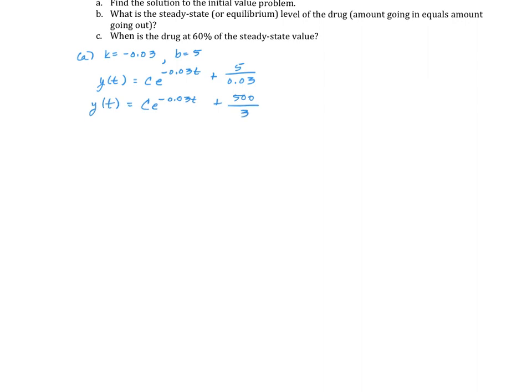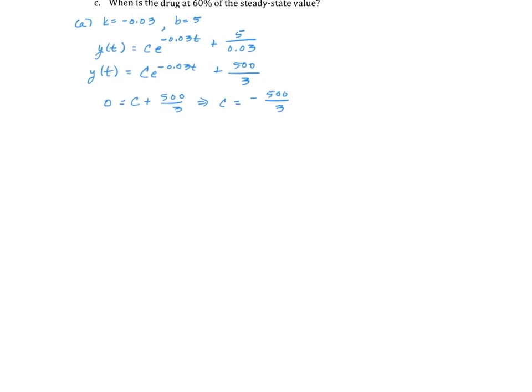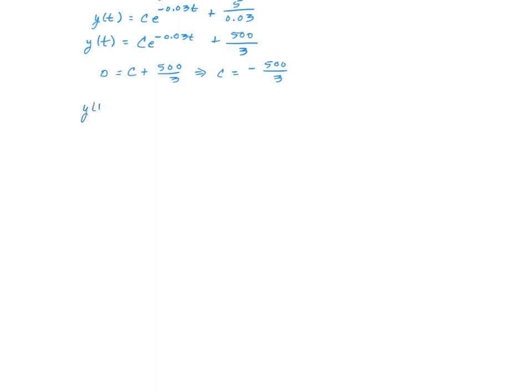Okay, that makes me feel better. Solving for c, I have 0 equal to c plus 500 over 3, and my c value is going to be equal to negative 500 over 3. So y of t is equal to negative 500 over 3 e to the negative 0.03 t plus 500 over 3. Great.